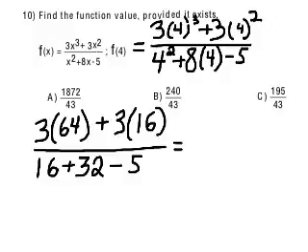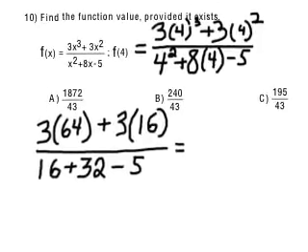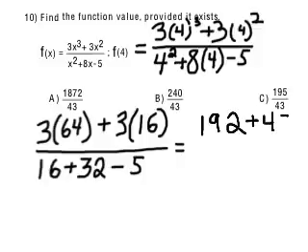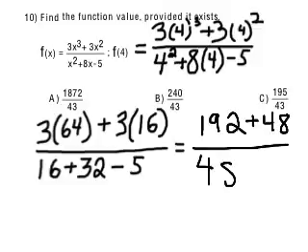Now we just continue simplifying. So we have 3 times 64, whoops, 192, plus 3 times 16, 48. And that's divided by 16 plus 32, or you could do 16 plus a negative 5, whichever you prefer, as long as you add all those together as signed numbers. Otherwise you should do it left to right. Start with 16 plus 32, 48 minus 5.